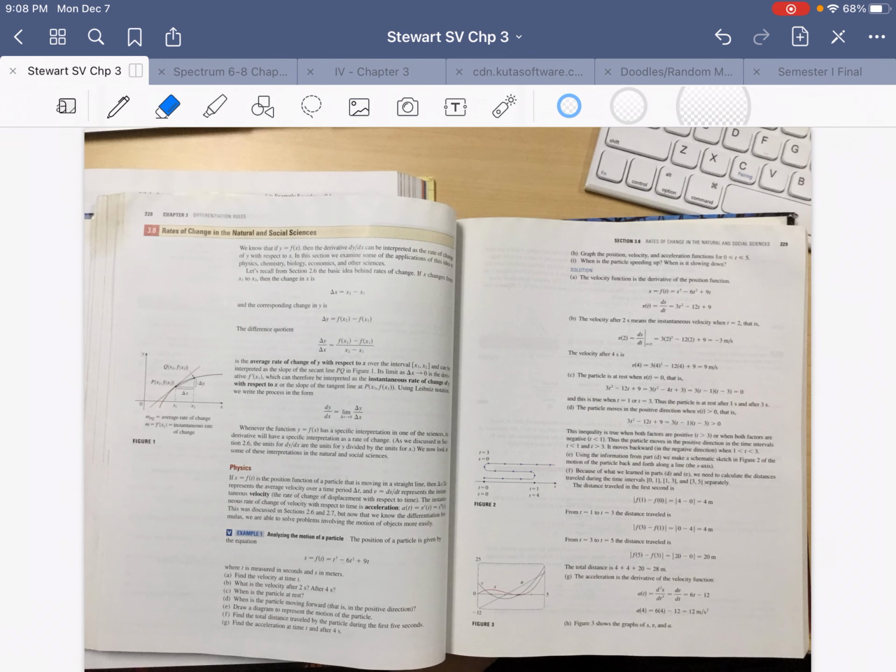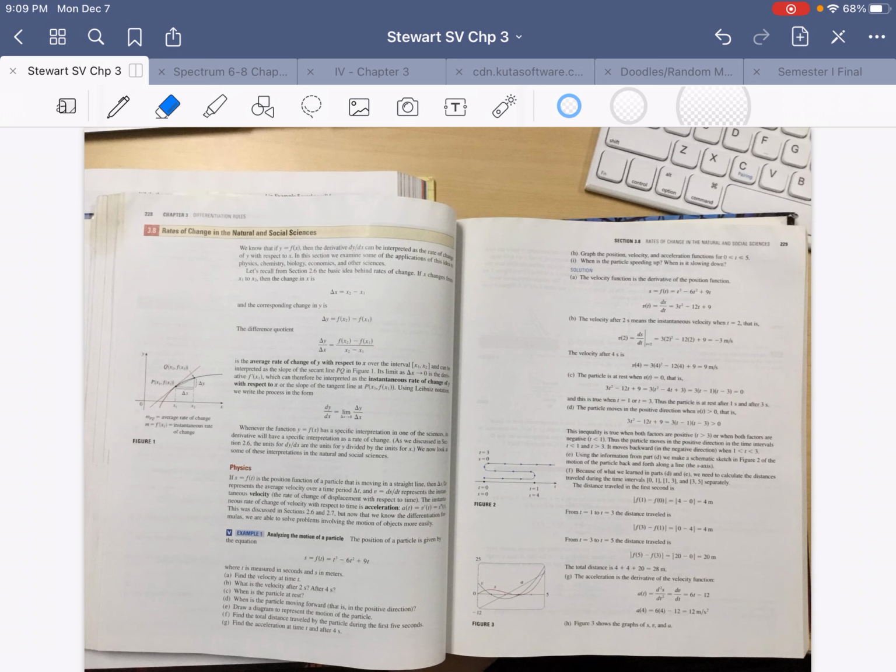So section 3.8 is where we're going to take all of those fancy derivative rules that we've been learning so far and apply them to actual situations. Now, it's the exact same ideas that we've already been talking about in terms of derivatives, rate of change, slopes of tangent lines, that sort of thing.